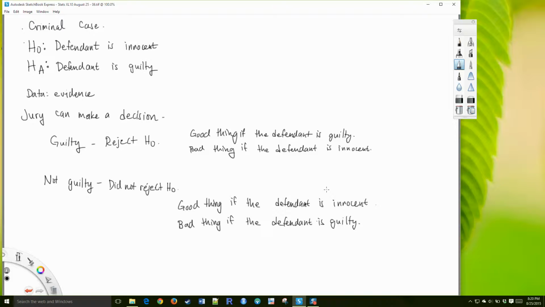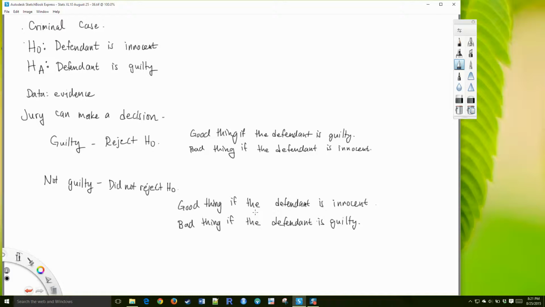Yeah, Mason. So, for the not guilty, wait, hold on, that's right. Okay. So, type 1 error is rejecting the null when the null is true. Type 2 is not rejecting when the null is false. So which one is type 1 and which error is a type 2? Yeah. Well, if you say he's guilty when he's not, that's type 1.